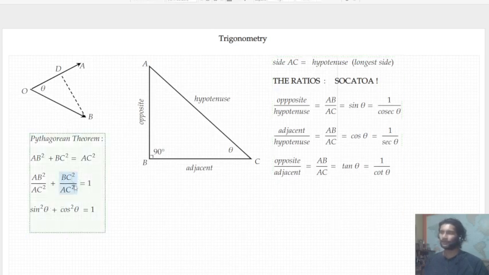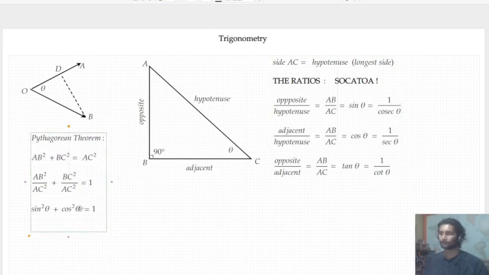Similarly, BC square over AC square is actually cos square of theta. So I have written cos square theta, and that is equal to 1. So this is one of the fundamental identities in trigonometry. So sine square theta plus cos square theta equals 1.